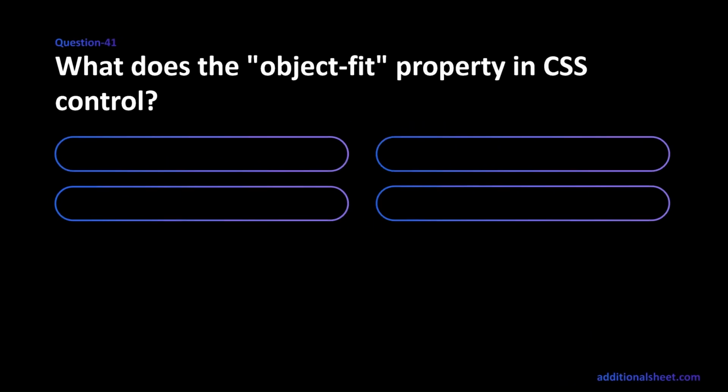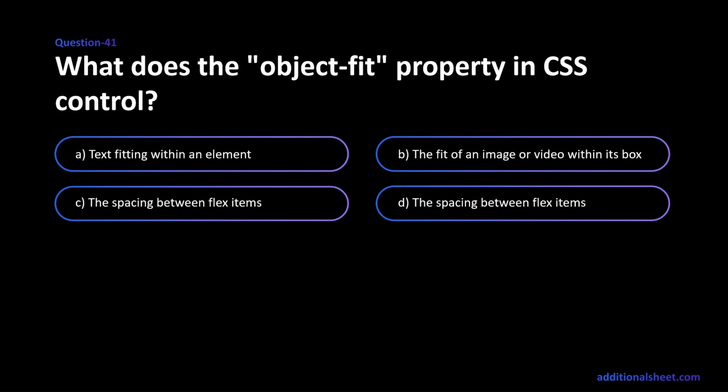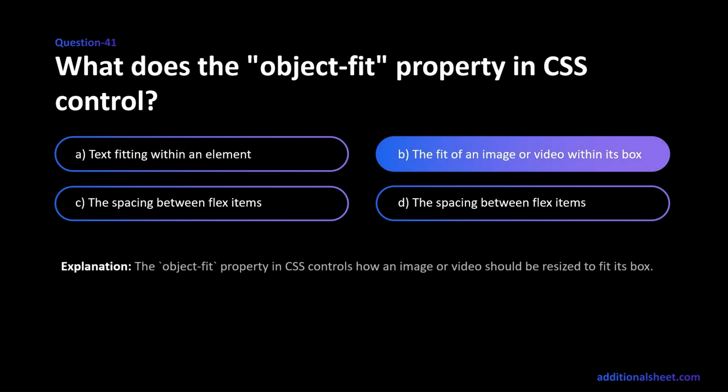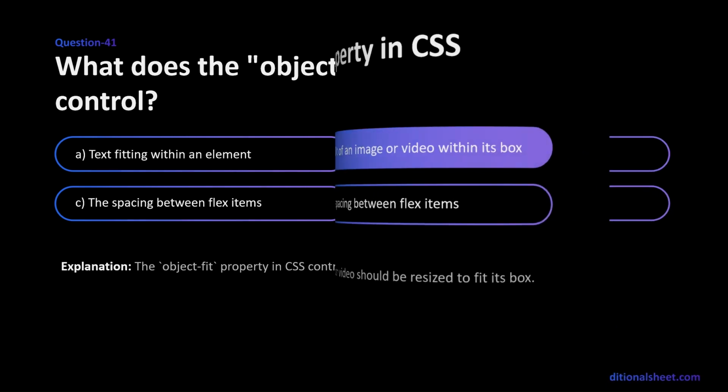Q41. What does the object-fit property in CSS control? Options are: A. Text fitting within an element. B. The fit of an image or video within its box. C. The spacing between flex items. D. The spacing between flex items. Correct answer is option B. The object-fit property in CSS controls how an image or video should be resized to fit its box.